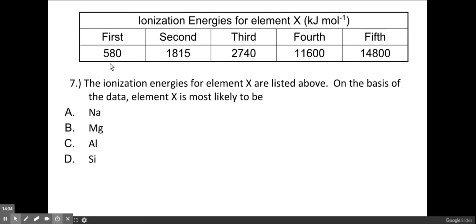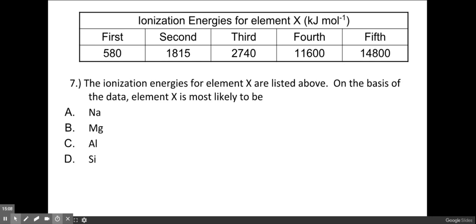Okay, so let's take a look. First ionization energy, 580 kilojoules per mole of electrons removed. Second, an increase, about 3 times as much. Third, another increase, and this is not quite double. And fourth, wow, that's a lot. That's almost 5 times larger. And then we have another modest increase here. So our big jump in ionization energy happens here between our third and our fourth ionization energies.